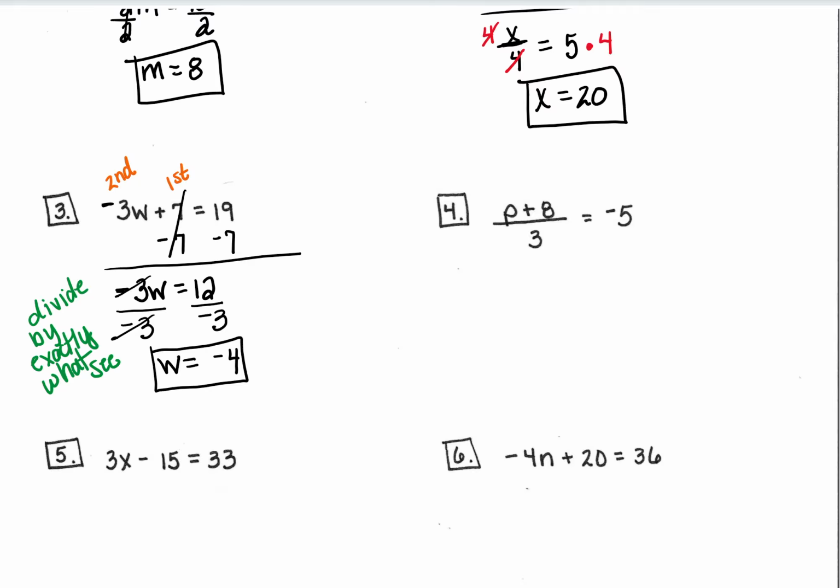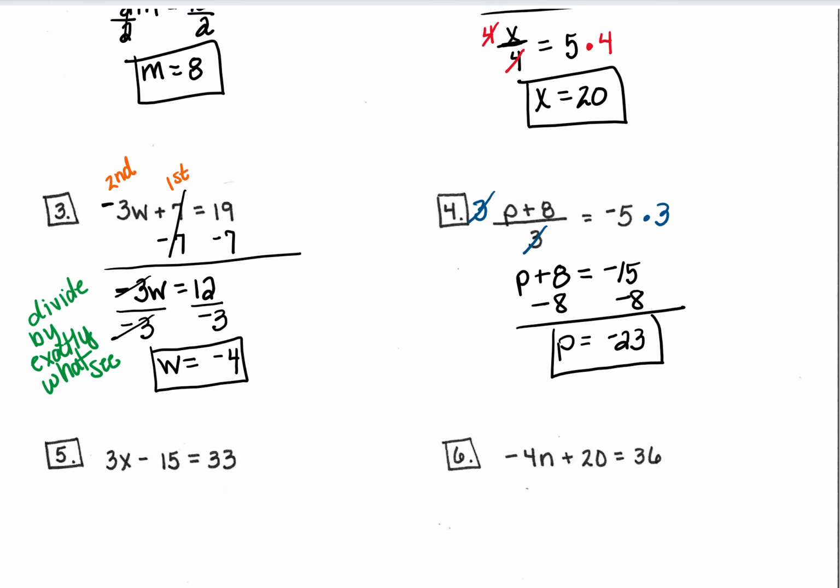Okay, on this one right here, we want to get rid of that fraction first. So this is a divide by 3. It's in the denominator. So let's put a 3 in the numerator so that if it's divide by 3, we multiply by 3. Those will cancel. That leaves me with p plus 8 is equal to negative 15. And then if that's a positive 8, we're just going to subtract 8. So p is equal to negative 23.